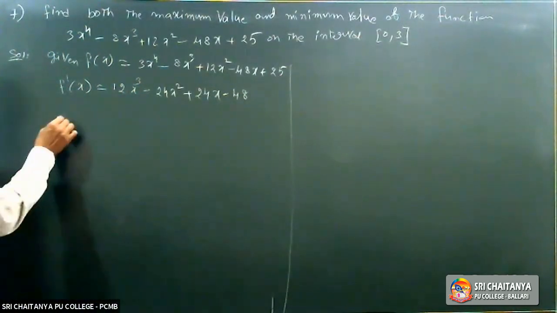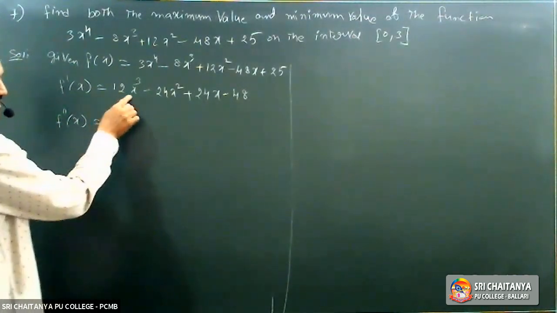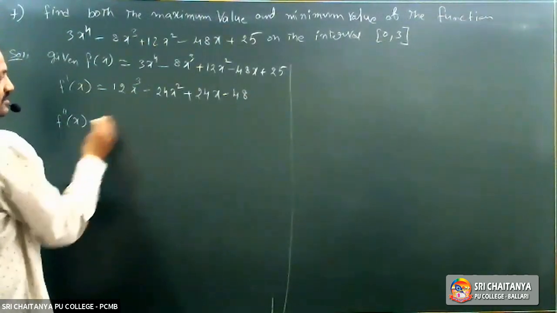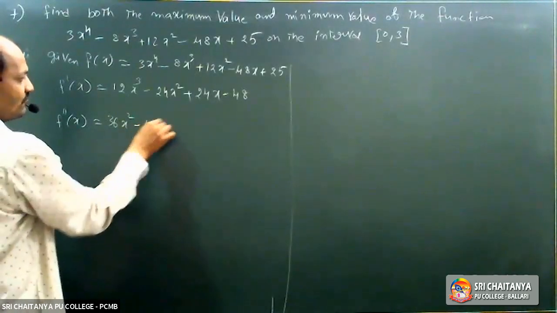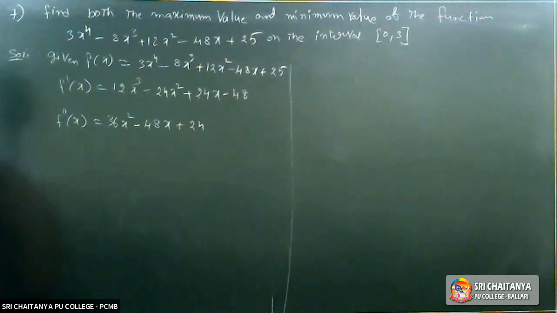So again, second order derivative. Derivative of x power 3 is 3x square. So f double dash of x is 36x square minus 48x plus 24.